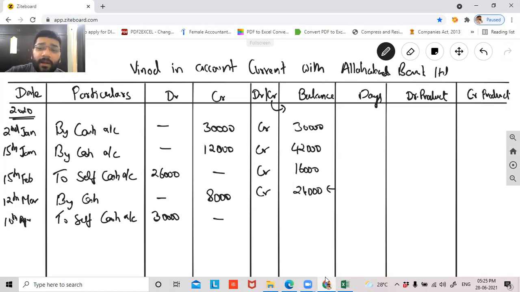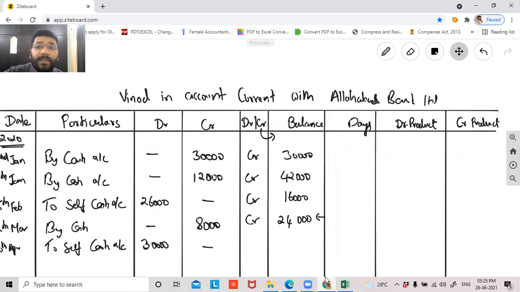How much money is there in your bank account, guys? 24,000. How is he able to withdraw 30,000? There is only 24,000, then how is he able to withdraw 30,000 rupees? Taken loan, sir. Taken loan, or to be more precise, this current account has the feature of a current account as well as the overdraft facility.